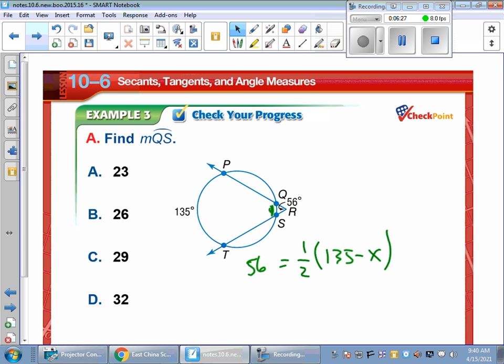So how do I solve that? I times by 2, multiply both sides by 2. This gives me 112 equals 135 minus x. When I subtract over, I get negative 23 equals negative x. So then I get my final answer, which is A, 23.